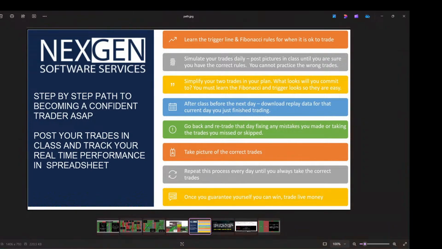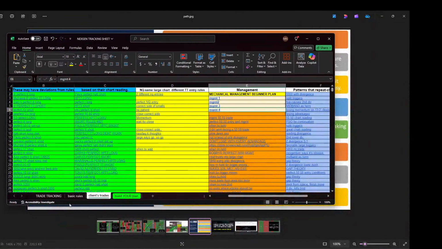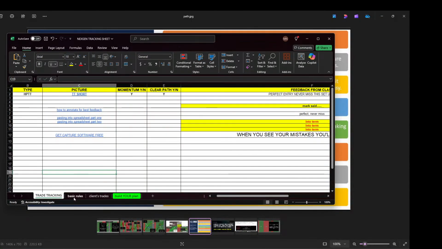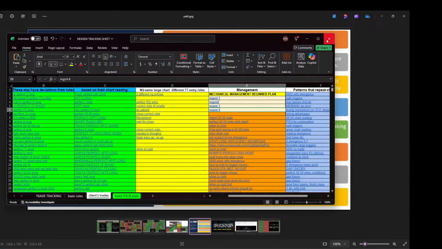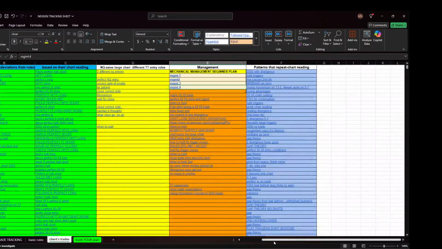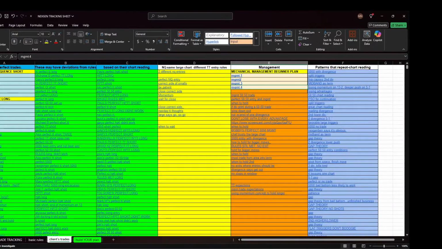Gift giving time, guys. There's my spreadsheet one more time. That is your trade journal. Look at that. That is your trade journal. That is your basic rules learning tool. That is the client trades, showing you the perfect entry for longs and shorts. Almost 400 pictures of you guys using the software. Amazing. Me stealing it from you and creating a study guide for new users.